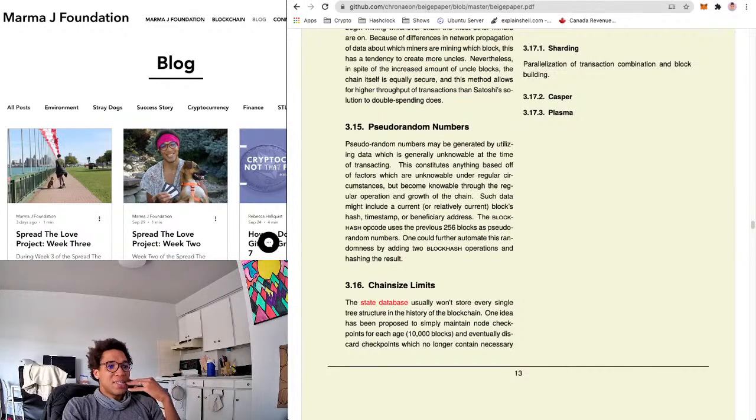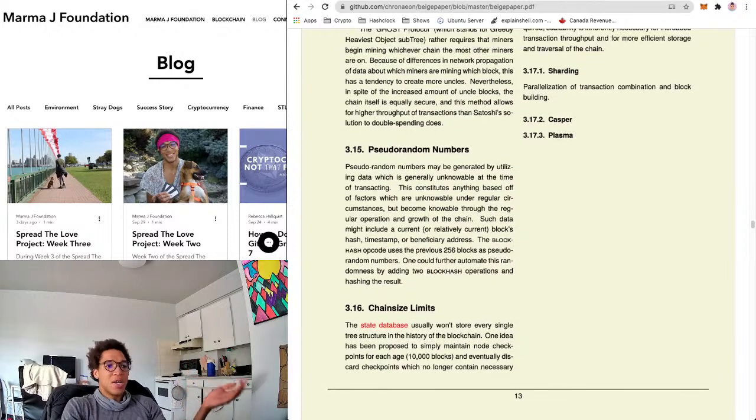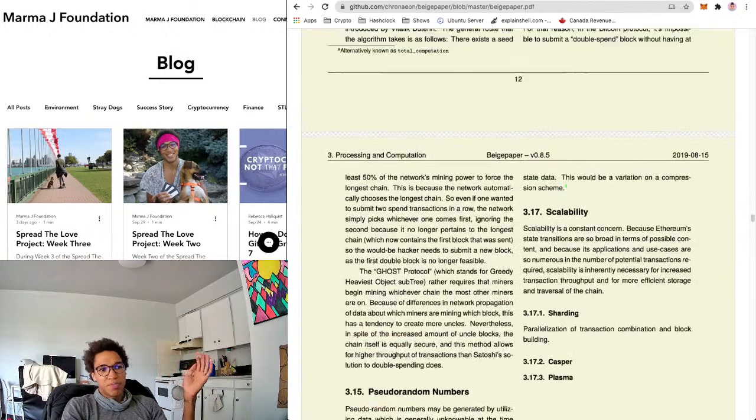Chain size limits. The state database usually won't store every single tree structure in the history of the blockchain. One idea has been proposed to simply maintain node checkpoints for each 10,000 blocks, and eventually discard checkpoints which are no longer necessary. This is the idea where you would start cutting out certain parts of the database, but we'll see if that actually happens.